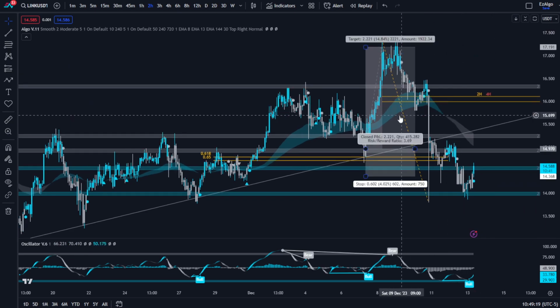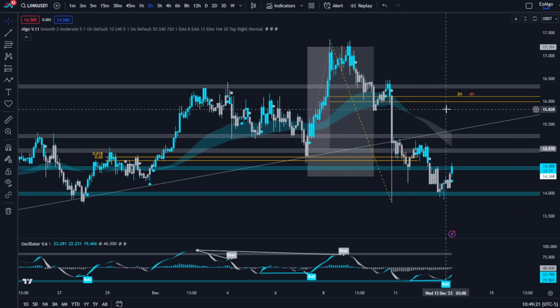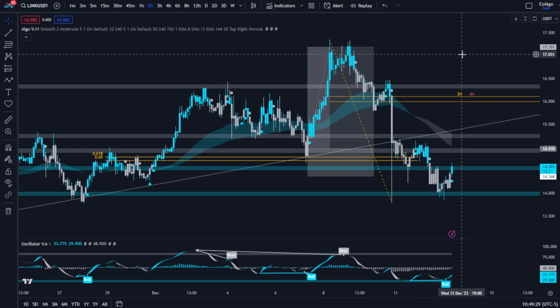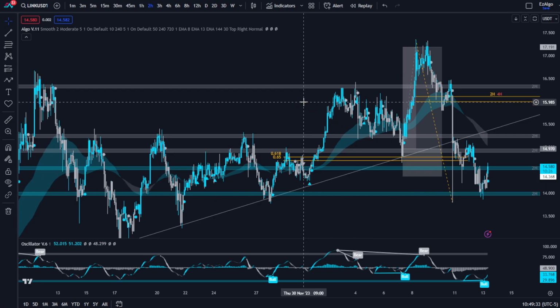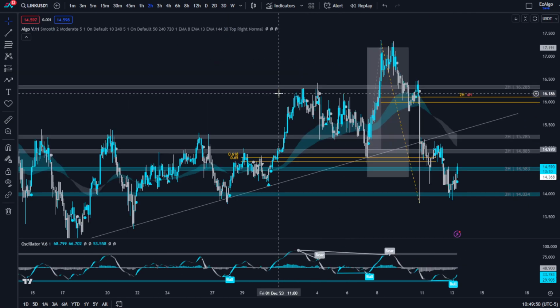So this is one of the setups I posted in the Pro Discord, of course, using the Easy Algo trading indicators. This was around a 4 risk to reward, hit all of our take profits, and followed all of the rules very, very nicely.